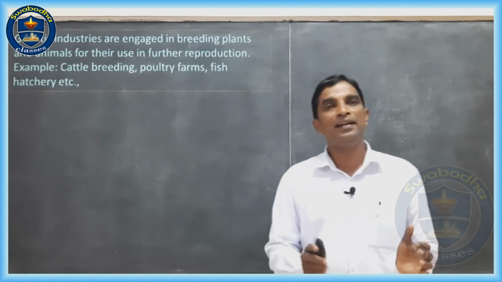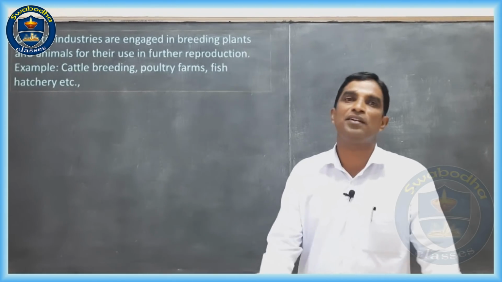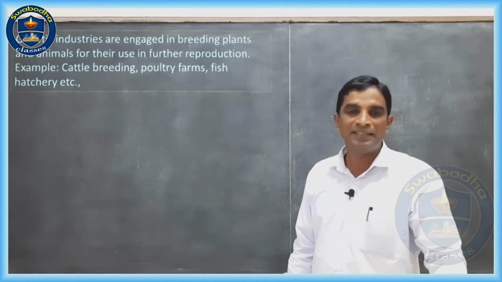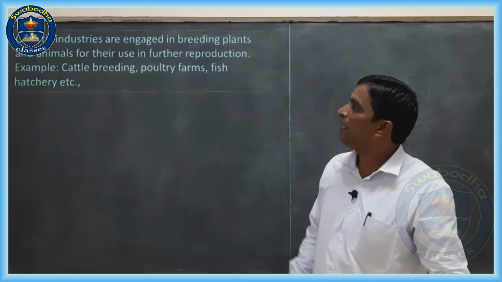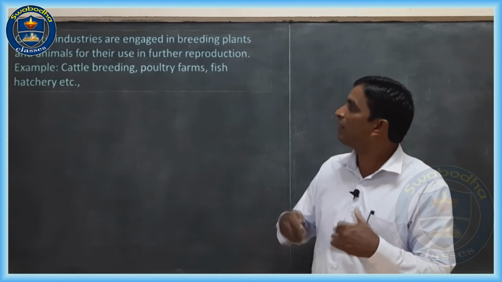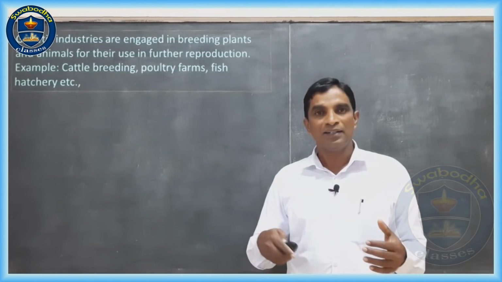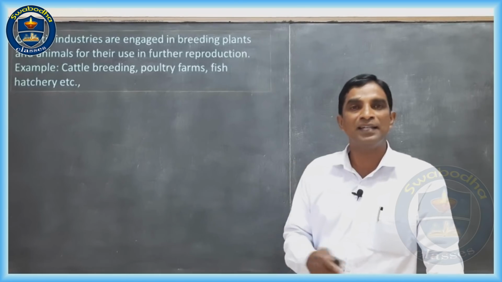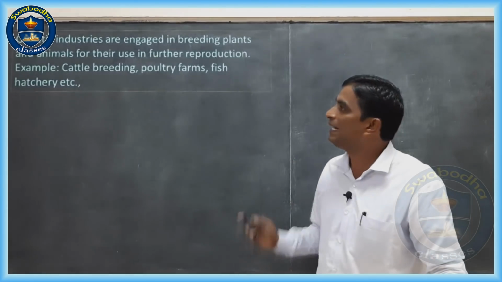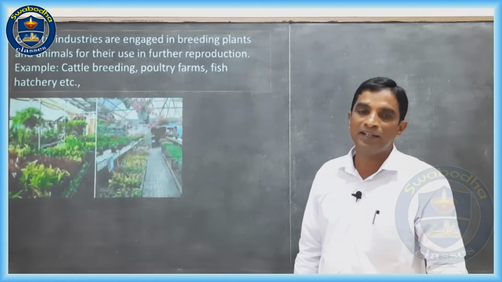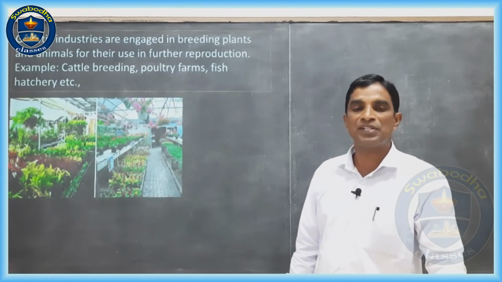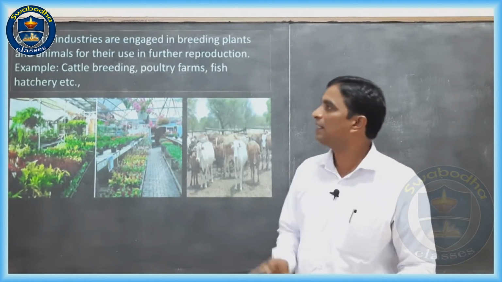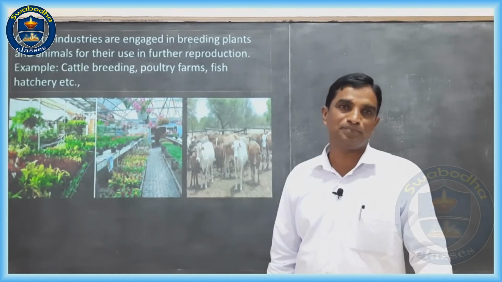Genetic industries are related to living organisms, reproduction of living organisms, for example plants or animals. Genetic industries are engaged in breeding plants and animals for their further reproduction. Nurseries, animal breeding, and apiculture all come under genetic industries: cattle breeding, poultry farms, fish hatcheries. Remember this and also write the example.